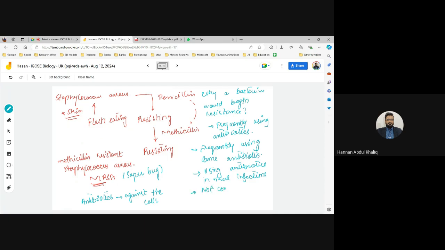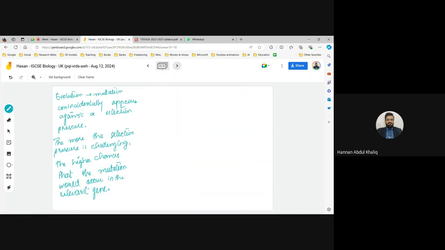Then not completing the prescribed course of antibiotic. Let's say you were supposed to be taking the antibiotic for 7 days, you left it in 5 days, and the infection reappeared. Now you have to use the same thing again. And in the meantime, they can get resistant to the things.